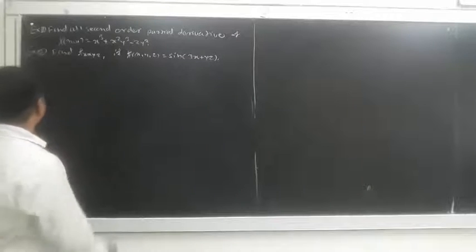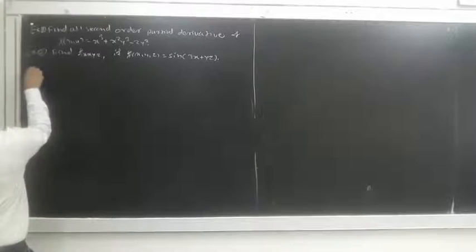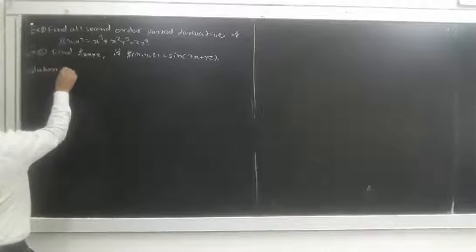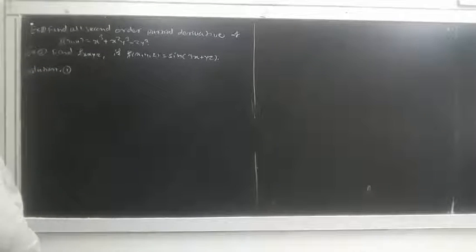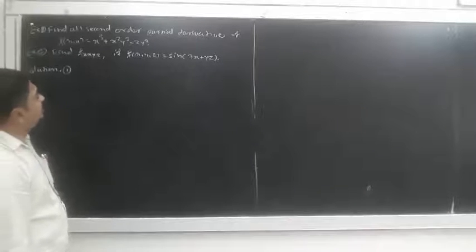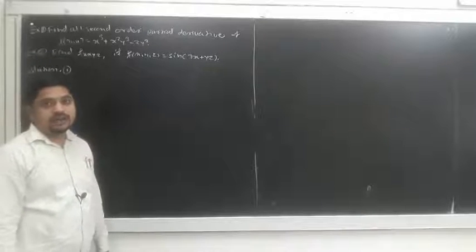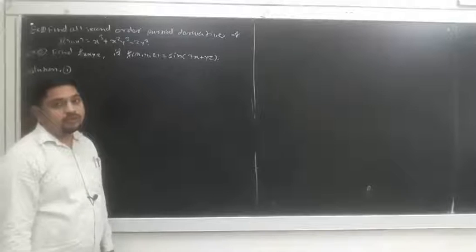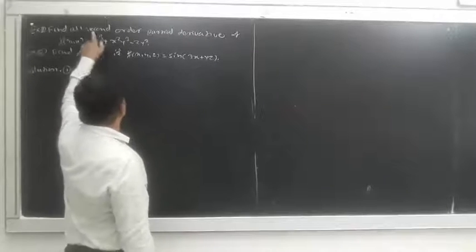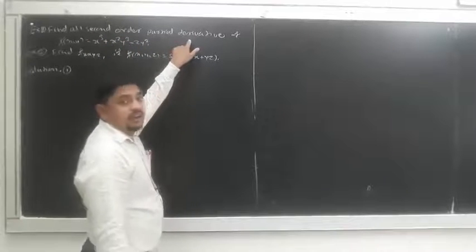So here the first problem is given. What is the first problem? Find all second order partial derivatives of the given function f(x, y) = x³ + x²y³ − 2y². What we have to find is the second order partial derivatives.